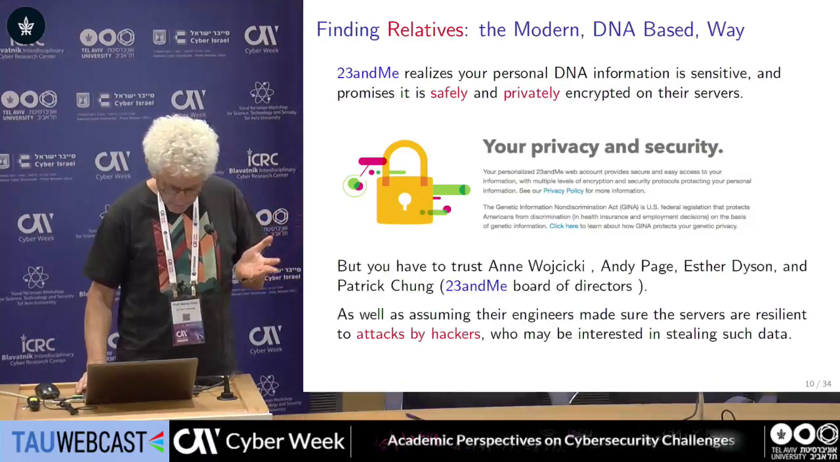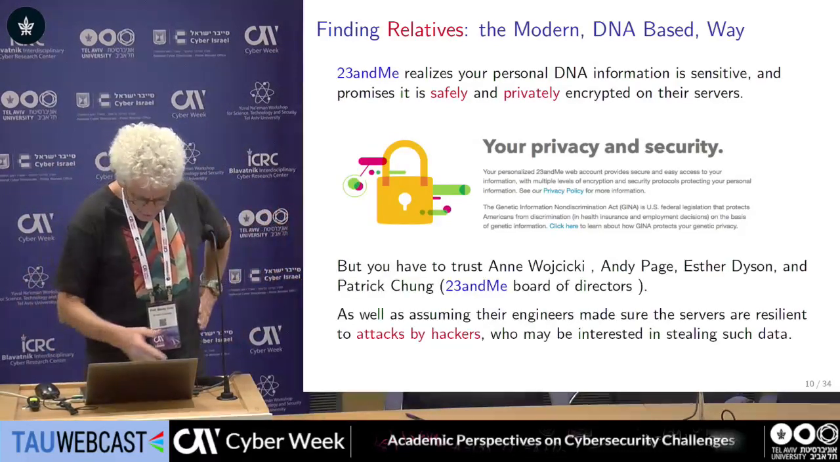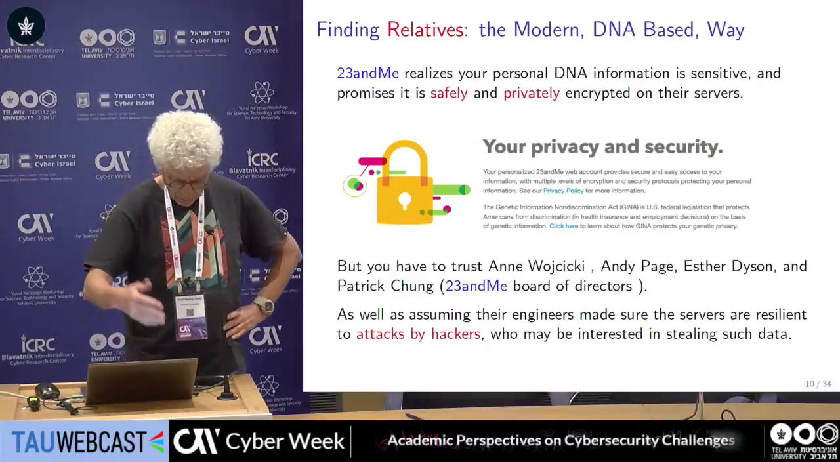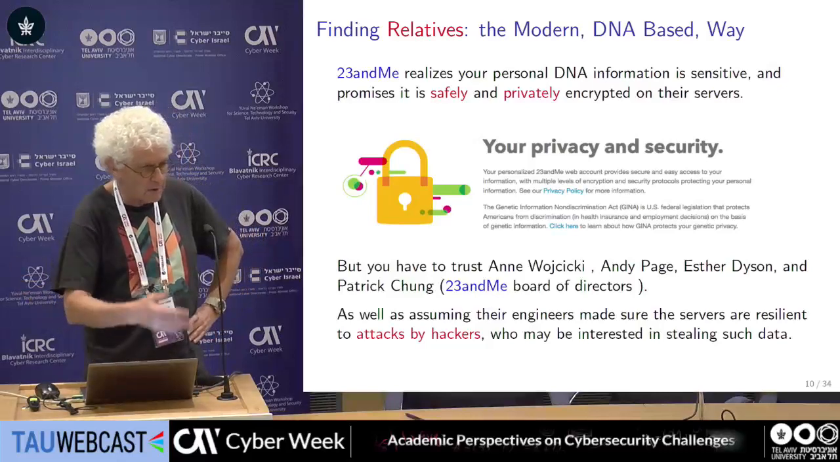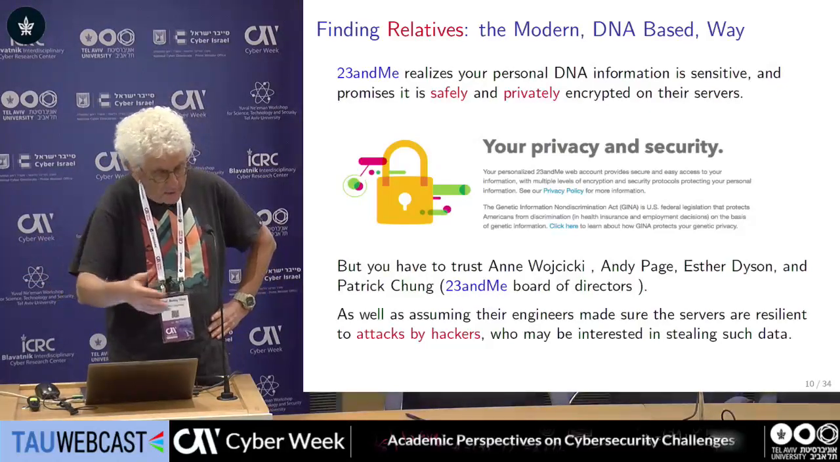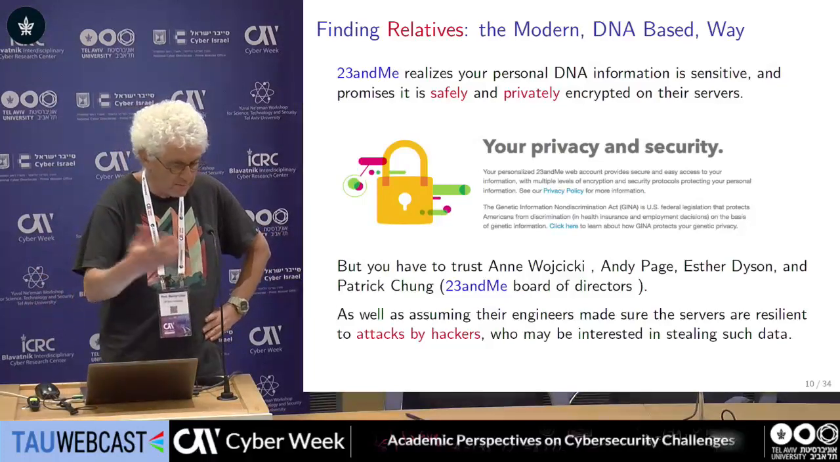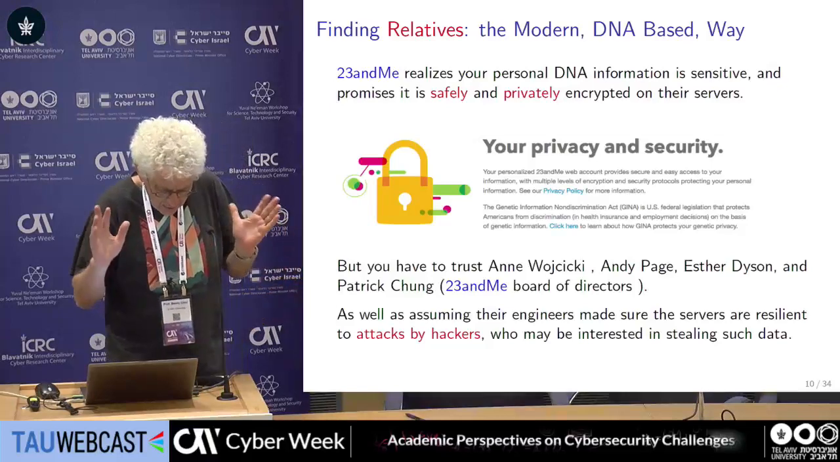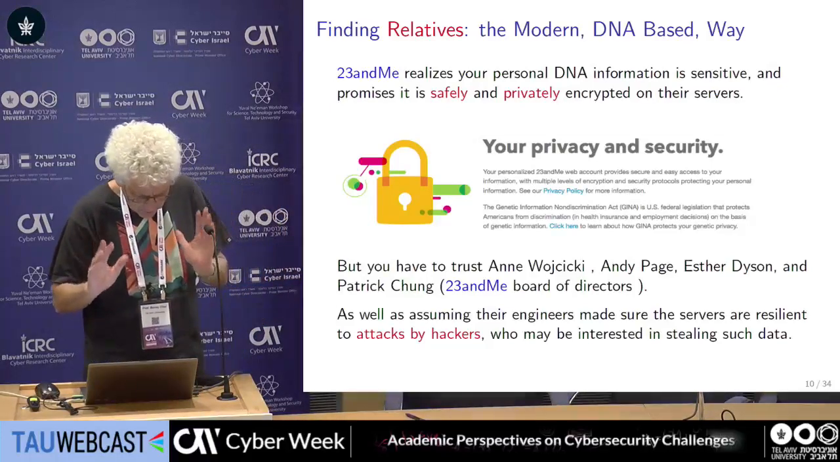So maybe you trust them, but you also have to trust Anne Wojcicki and Andy Page and all these guys who founded 23andMe, and not only them, all the software engineers who handle the data. Do they encrypt it? Do they not encrypt it? Is it enough to encrypt it? Where is the key and so on? So there are questions. I'm not saying not to use it, but there are concerns there.